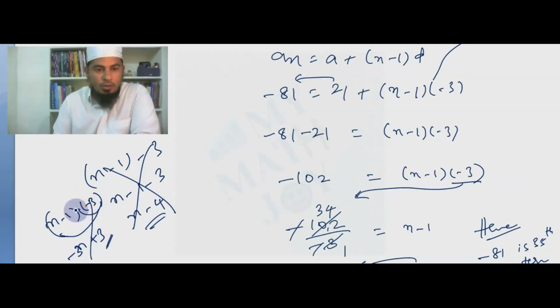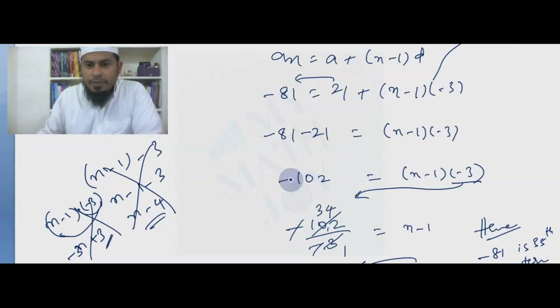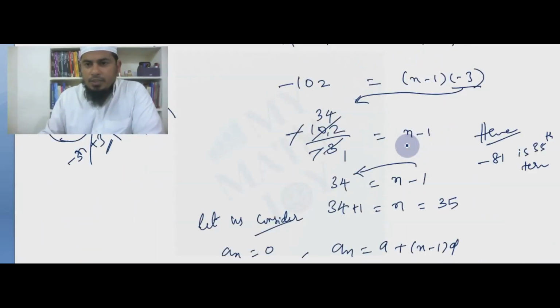So we are not doing this either. What we are doing is this way. We have to transpose this 21 to the left side. Negative 81 minus 21 is equal to (n minus 1) times minus 3. Because two negatives are being added, you get exactly minus 102. Okay, let's proceed.